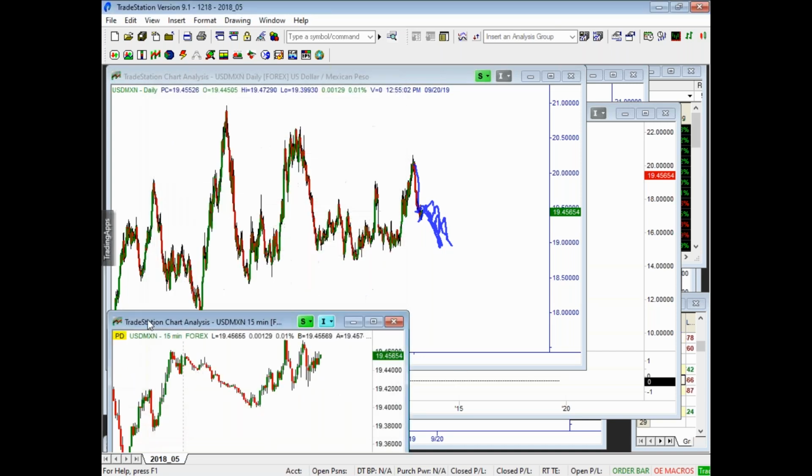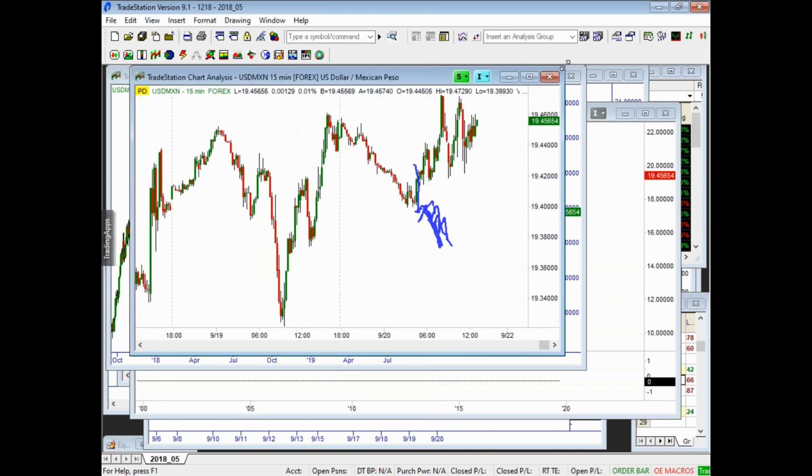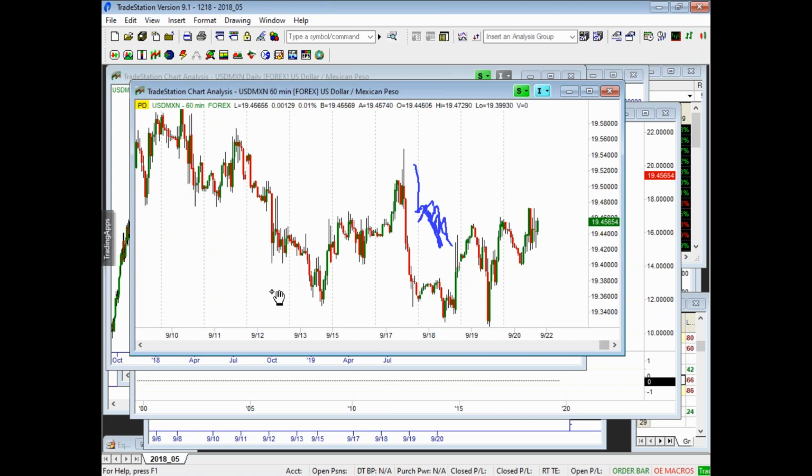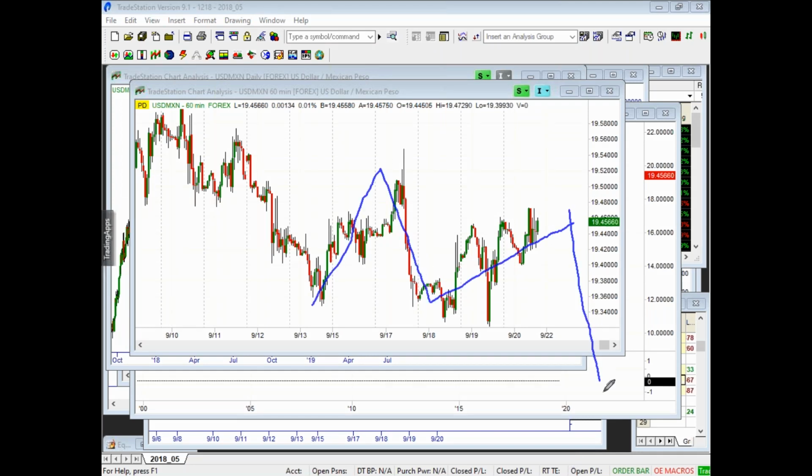Let's see, here's the 15-minute, 60-minute. Yeah, it's not giving any clear setups here. So I'm kind of looking at the potential for this to be a tilted continuation on the downside. That looks like the most likely scenario at this moment.